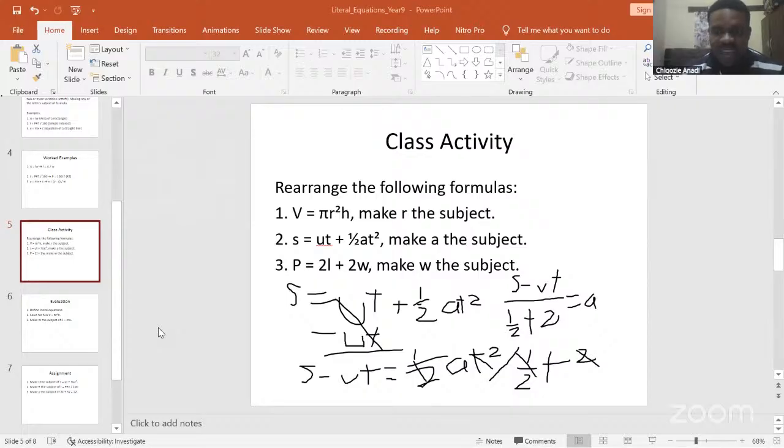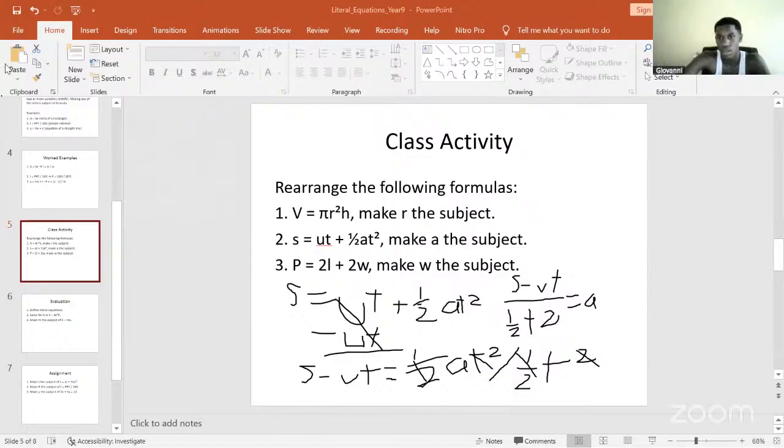But if you're asked not to leave this, is this the final answer you want to give? You can still simplify further. Wait, if one half is multiplied by t squared, I have t squared. That will give you t squared all over 2, right?